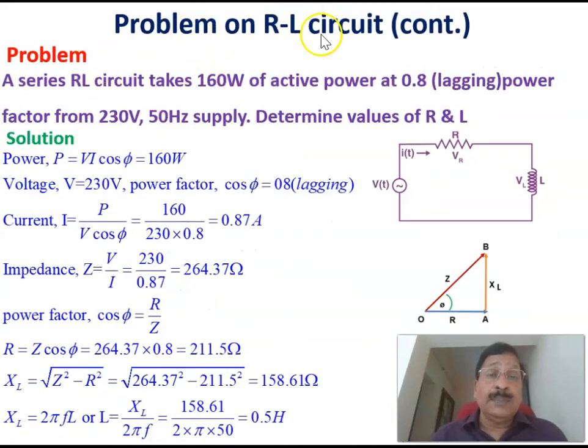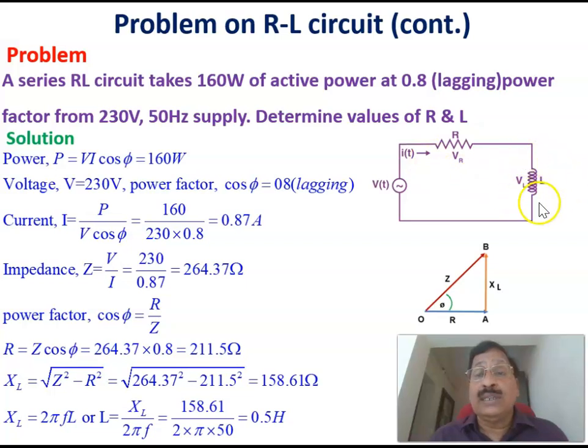Now coming to another problem, again an RL circuit. The series RL circuit takes a real power or active power of 160 watts, with power factor 0.8 lagging, from a 230 volt 50 hertz supply. Determine the value of the resistance and inductance.